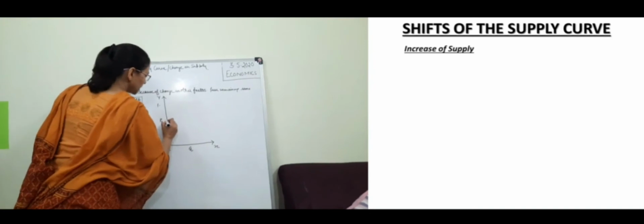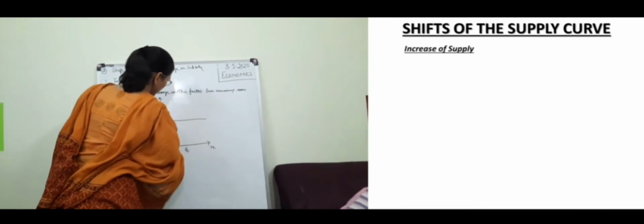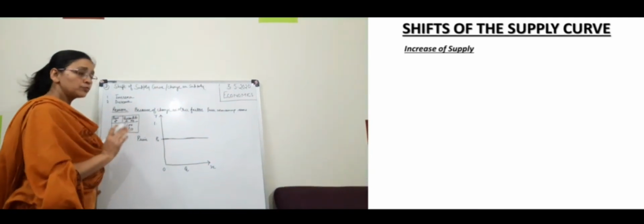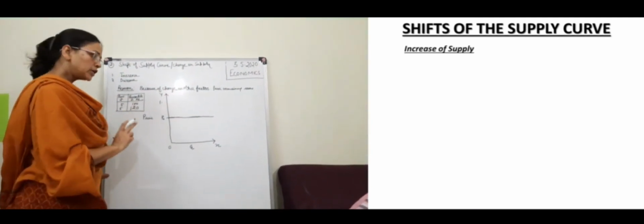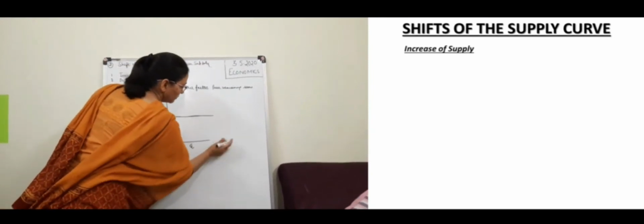I'll start from the same point. Again, I have taken a constant price line. Why am I taking a constant price line? Because price is not the reason. The price will remain constant throughout the process.